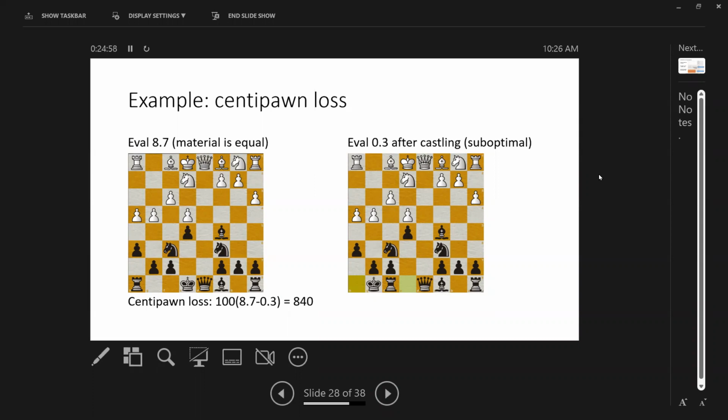Or if you're not really paying attention, you're just nonchalantly doing a development move or castling, suddenly the computer evaluation is all the way down from 8.7 to 0.3. Castling is considered a suboptimal move by the engine because you missed the chance to trade the bishop in for a queen. So the centipoint loss for this move would just be the difference in evaluation times 100, because we're measuring it in centipoints, 100th of a point. In this case, you lose 840 centipoints for this move, which is huge.